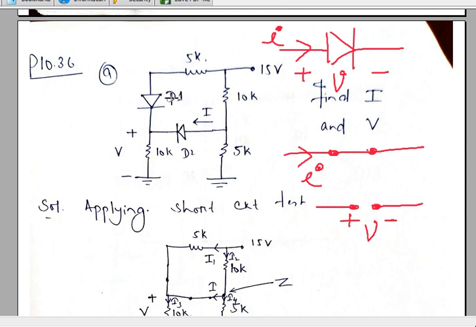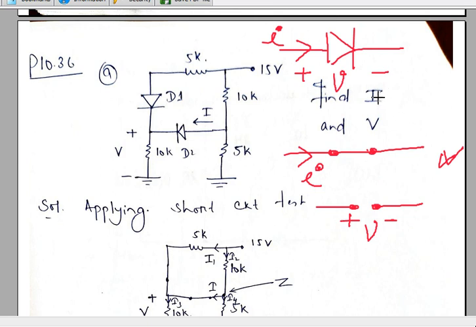Short circuit test means we assume this diode to be on, replace it by a short circuit, using this model, and find this current. If this current comes out to be positive, then the diode is on. Otherwise your assumption is wrong, and you have to go for another test, that is the open circuit test.